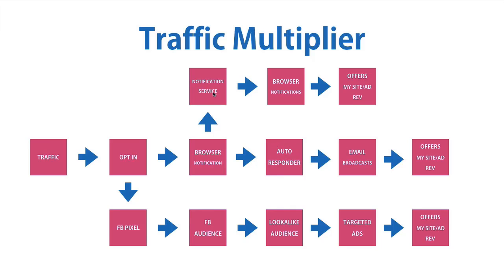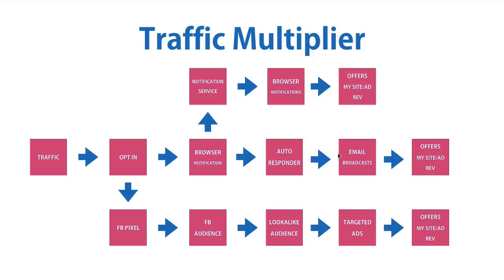So as you'll be able to see, once they're on a notification service, we're going to be able to send them browser notifications as and when we feel is appropriate, so we'll be able to send them to offers and all that sort of stuff. They're also on the autoresponder, and this is where the very first email is where we're going to send them the lead magnet, and then we're going to send them autoresponder series, email broadcasts to offers, okay?